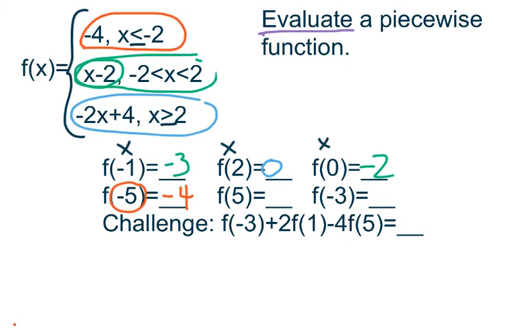Okay, so for f of 5, 5 is greater than 2, so it's going to go into the blue one. I'm going to replace that x with 5. And so that is negative 10 plus negative 6. And then the last one, f of negative 3. That falls into the red function.